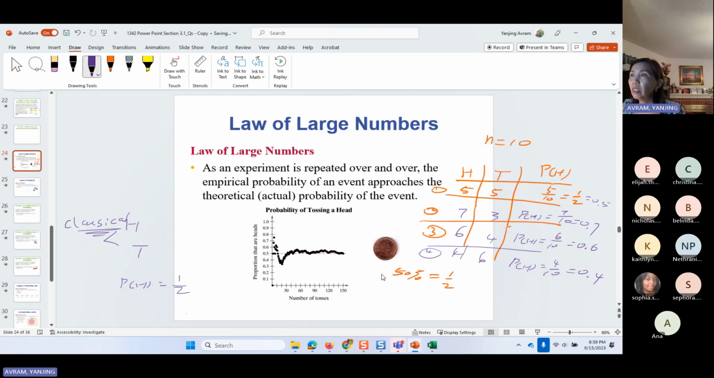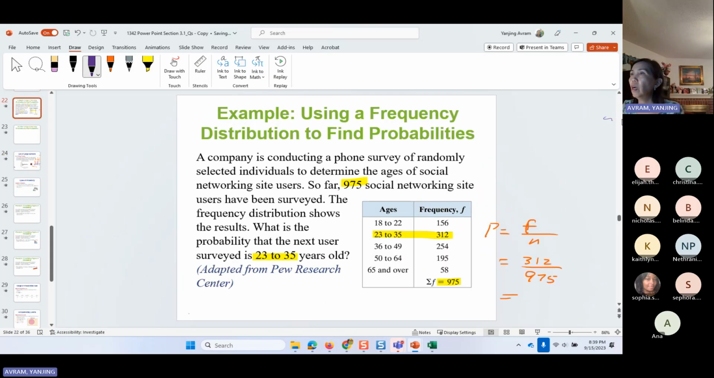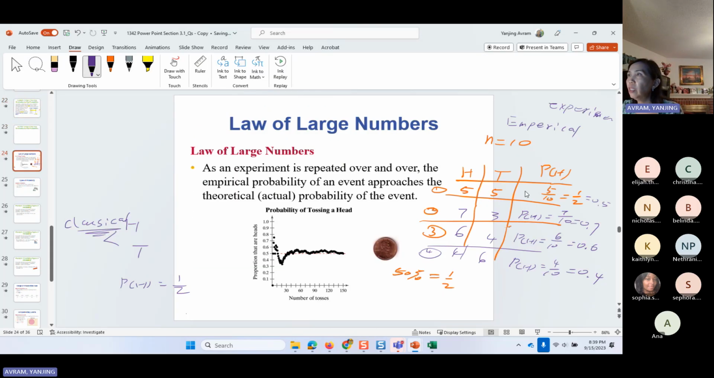All right, but if you are asked to flip the penny 10 times, this is called empirical probability. It's according to the real experiment. And that one is sometimes a little bit different from the classical probability.